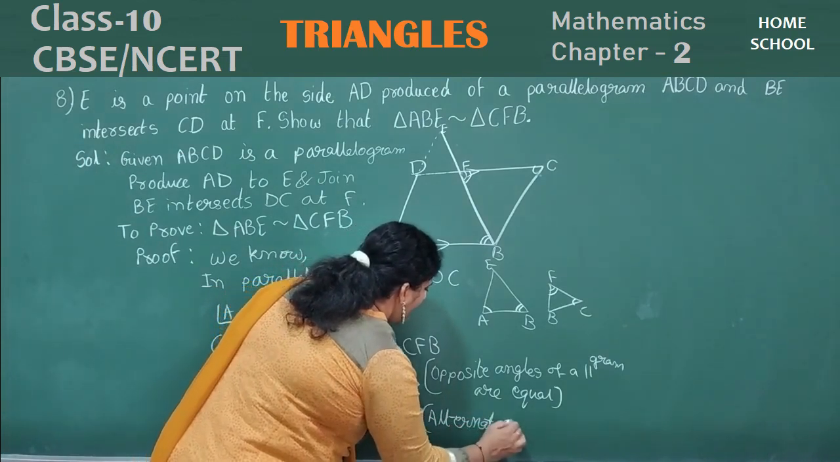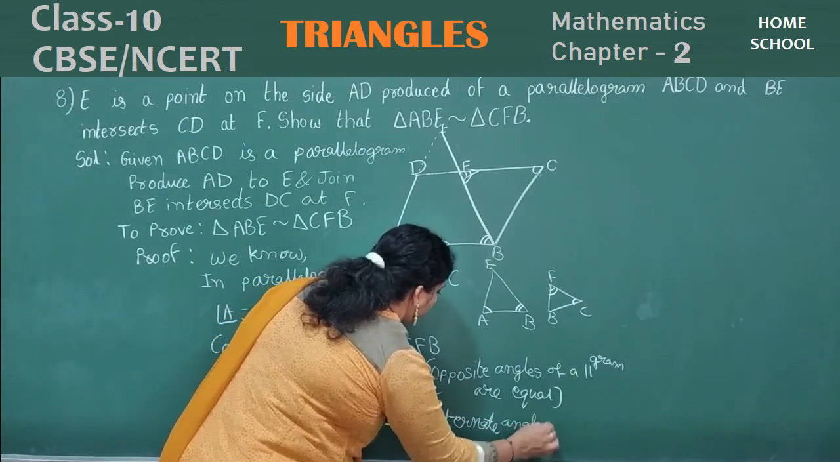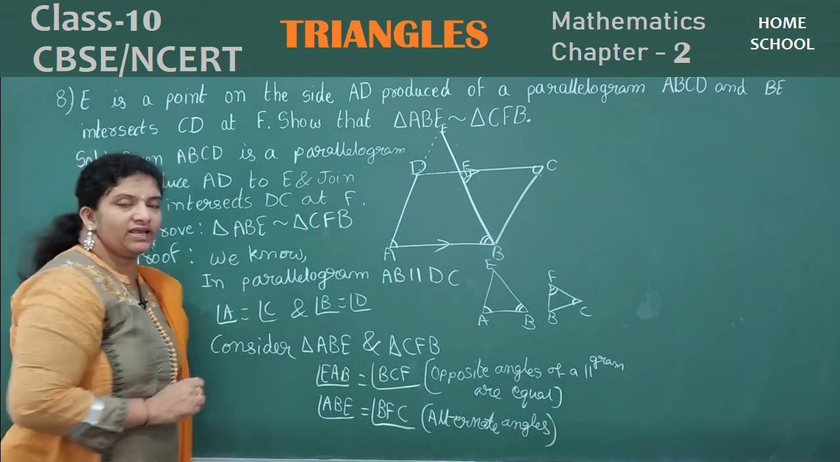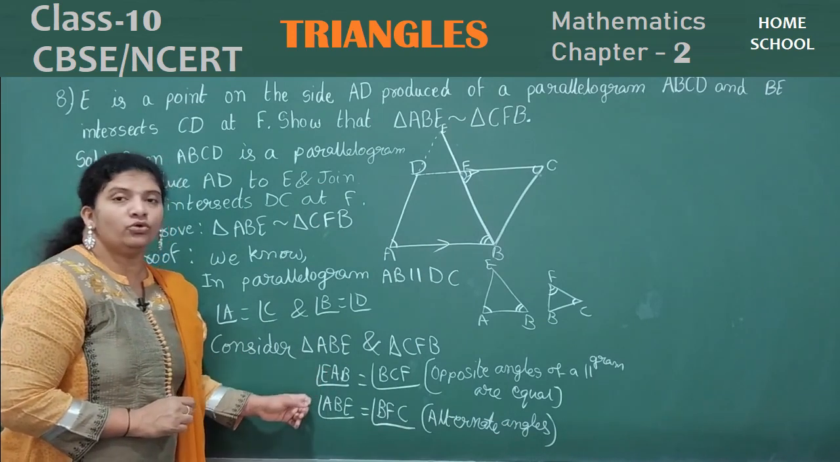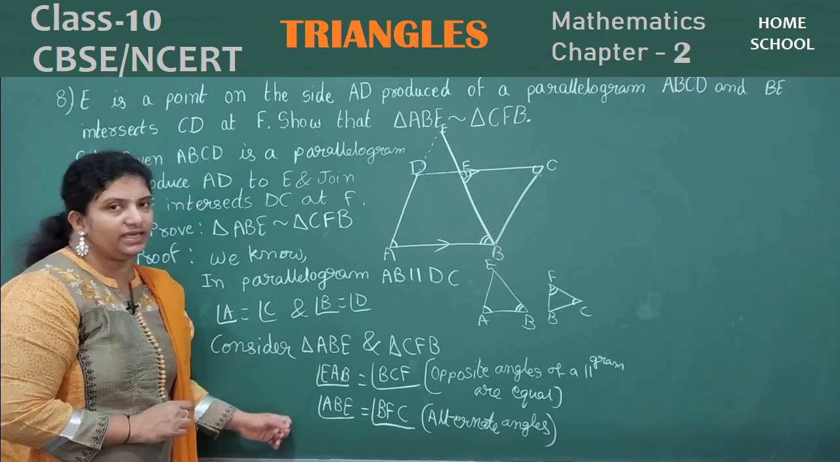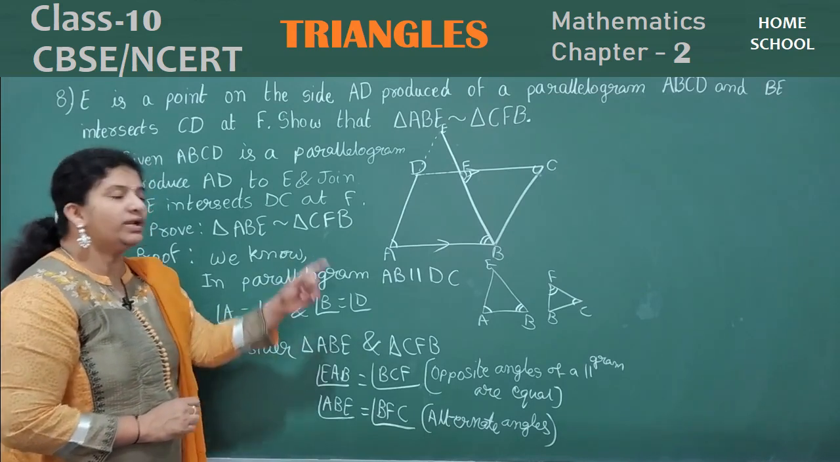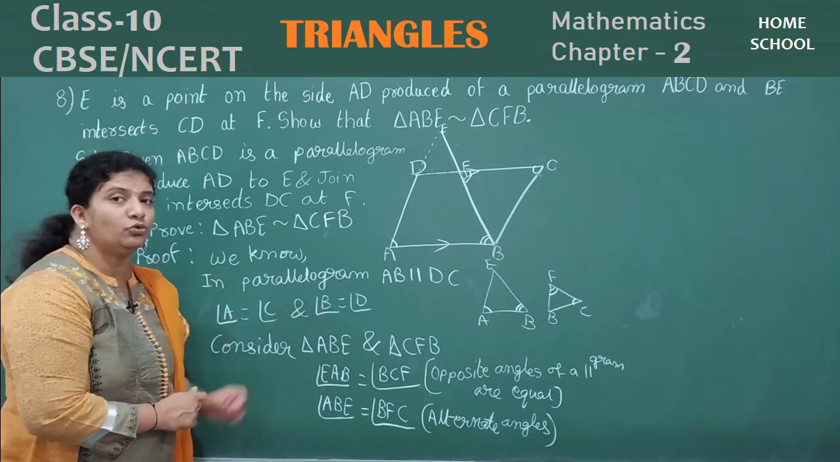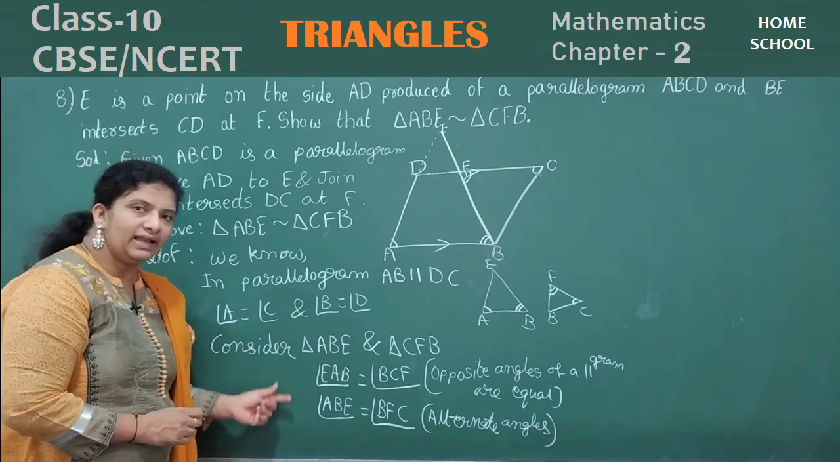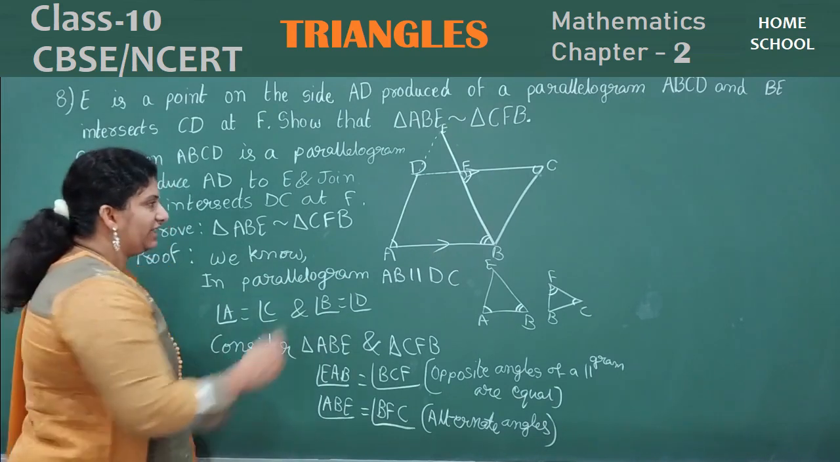Alternate angles in between two parallel lines are equal. So finally what we can say, children? Two corresponding angles of two triangles are equal. So in two triangles, corresponding two angles are equal. Then I can say by angle similarity criteria.